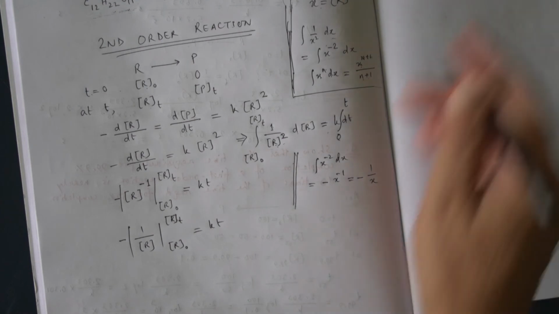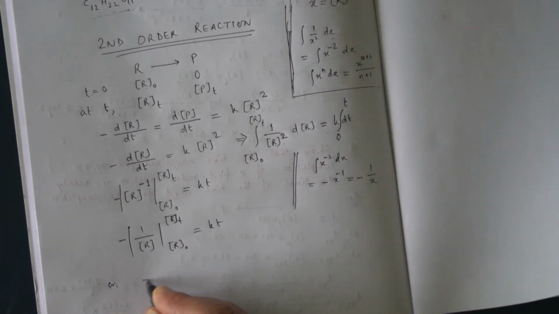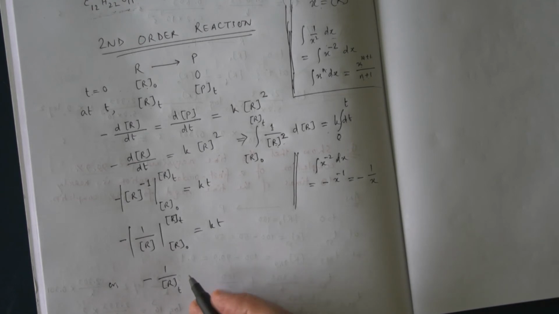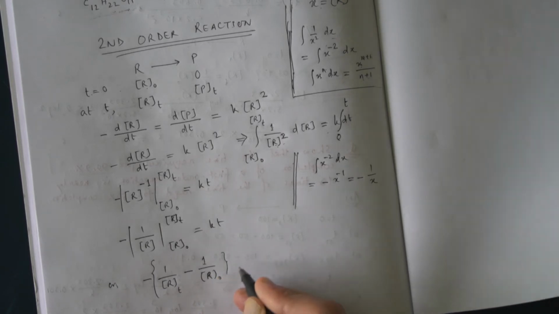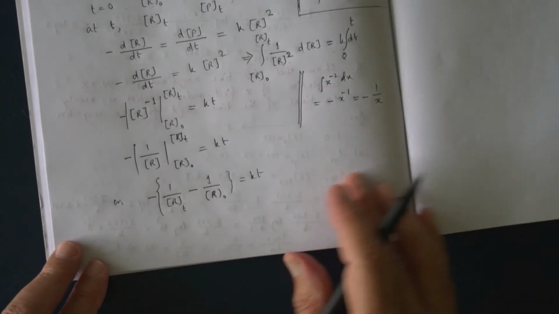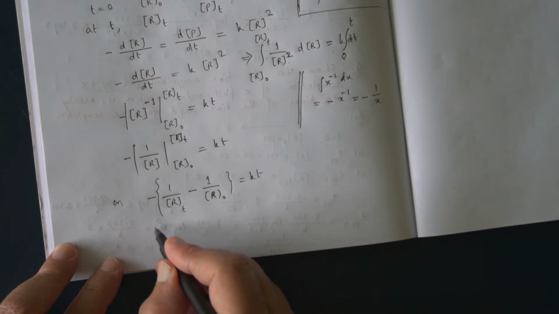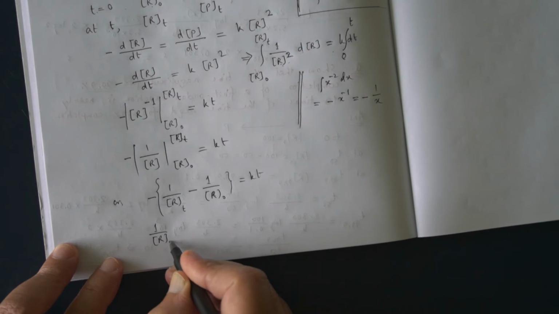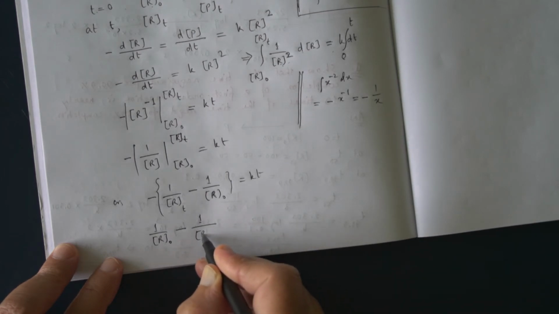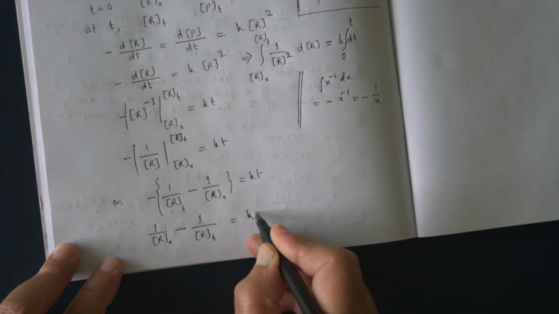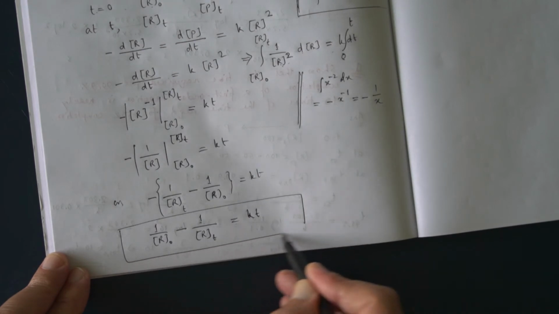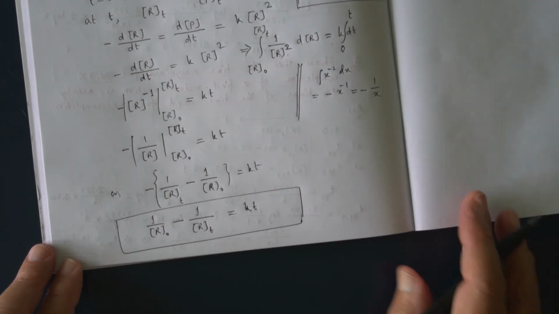Or minus 1 by rt minus 1 by r naught equal to kt, or 1 by r naught minus 1 by rt equal to kt. So we get this expression.